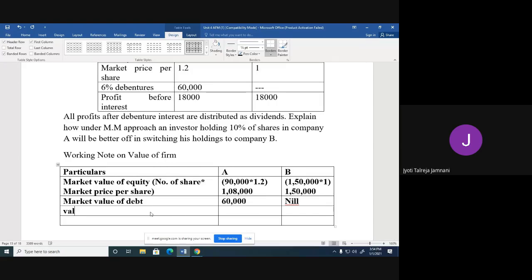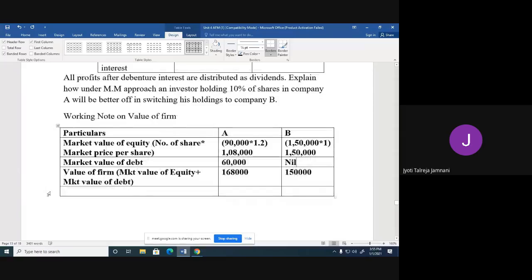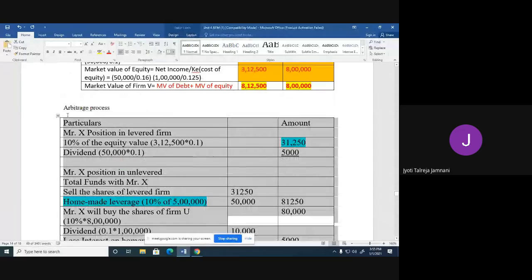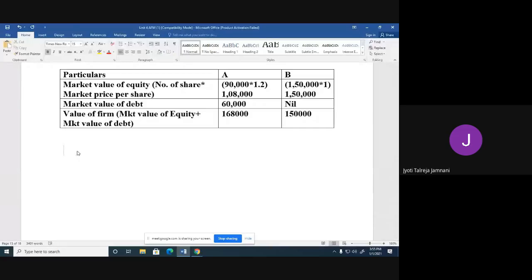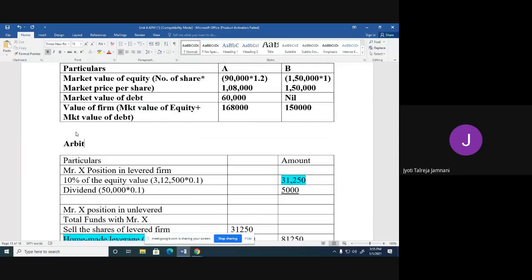Now value of the firm, market value of equity plus market value of debt. So we'll add both. 1,08,000 plus 60,000, you get 1,68,000, and here 1,50,000. So these are the values of both the firms. Now we can do the arbitrage process easily and find out what will be the gain if the investor moves from company A to company B. We'll write here arbitrage process.